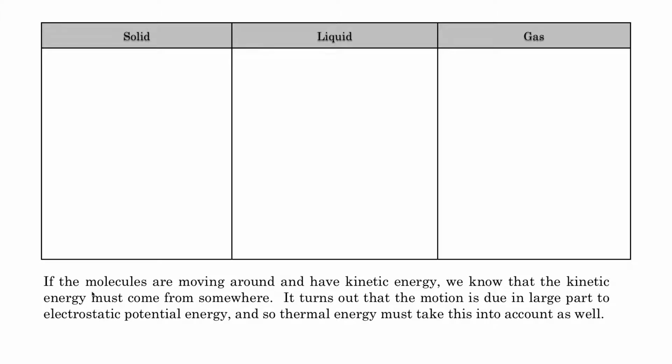If the molecules are moving around and have kinetic energy, we know that kinetic energy has to come from somewhere, because we've talked about the conservation of energy. So these molecules are zipping around and have kinetic energy. Where does that kinetic energy come from? Where do those molecules get their kinetic energy? It turns out it comes from potential energy, in the form of electrostatic potential energy, so protons and electrons give them their kinetic energy.